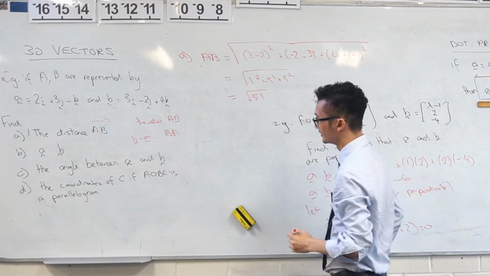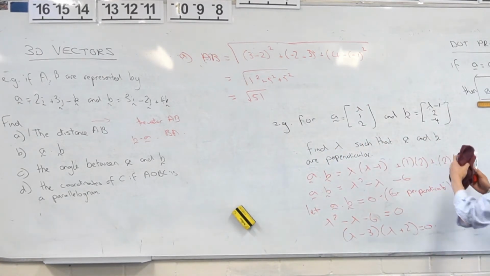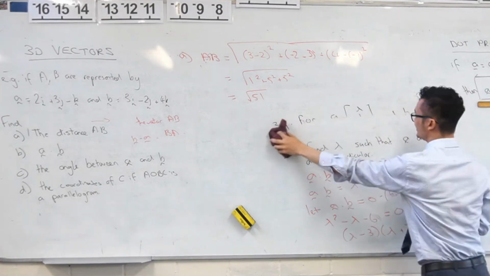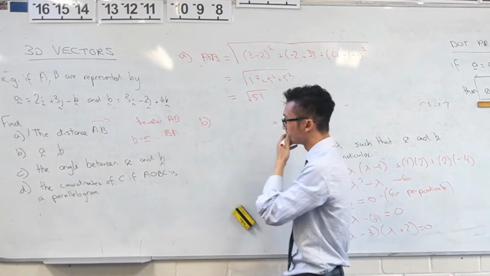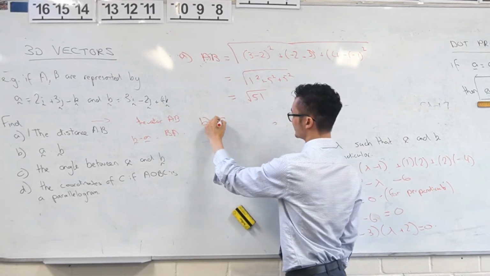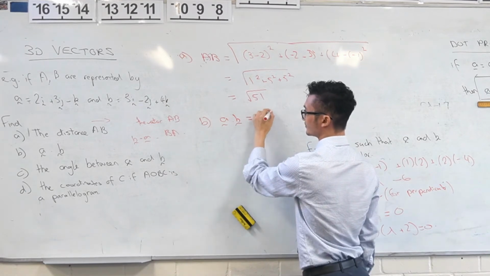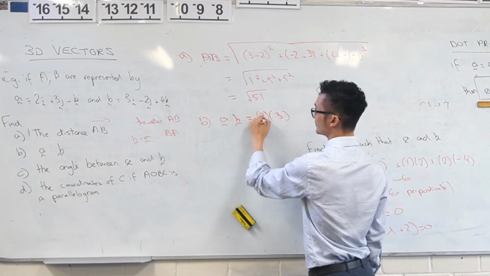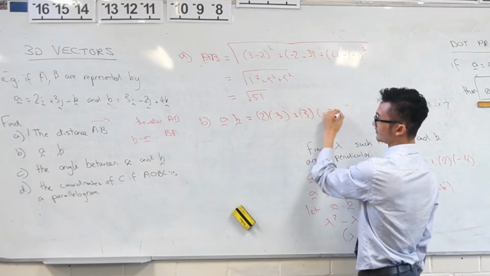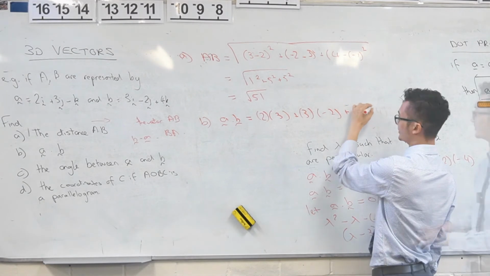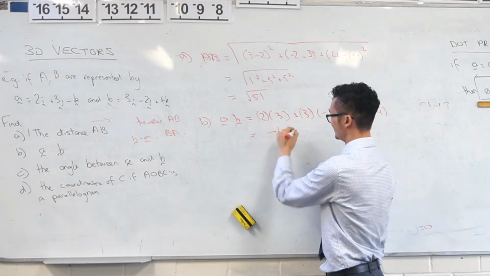Okay. Angle between A and B? Sorry, angle between A and B? Oh no, should be the dot product. I'm going to get a dot b. Times 3, yep. Potentially i plus 3 times minus 2j, plus minus 1 times 3. See, the first 2 cancel out. Yeah, it's nice, isn't it? Minus 4.